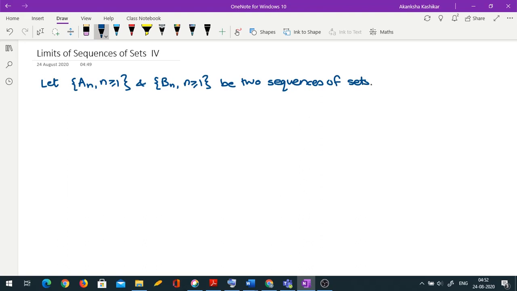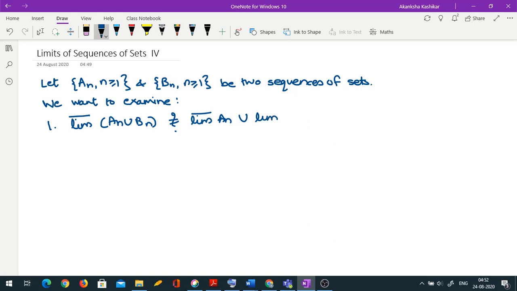So, An and Bn are two sequences of sets, and we want to check some of the properties related to lim sup and lim inf of unions and intersections of An and Bn. We want to examine the following four results. First, whether lim sup of An union Bn is the same as lim sup of An union lim sup of Bn. This is the first result that we want to examine.